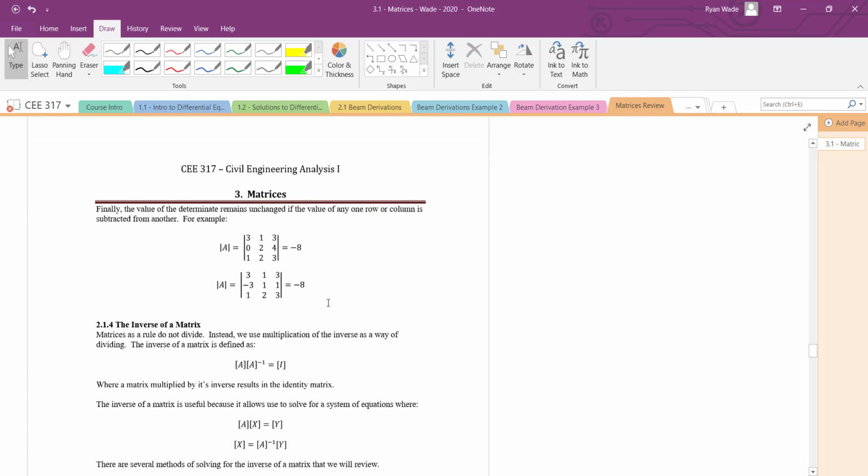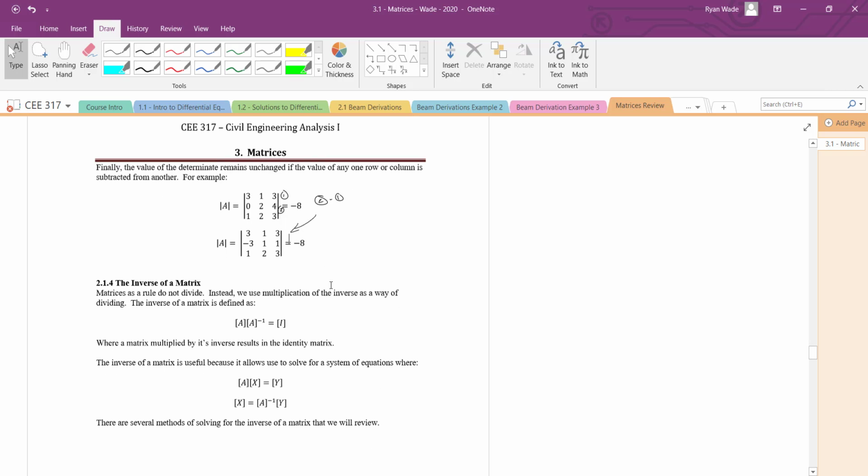And then the determinant remains unchanged if any one row is subtracted from another. So in this case, I took row 2 minus row 1 in here, and then the determinant is the same.